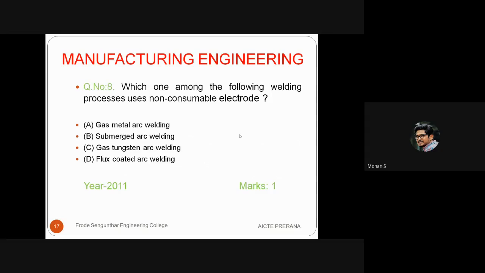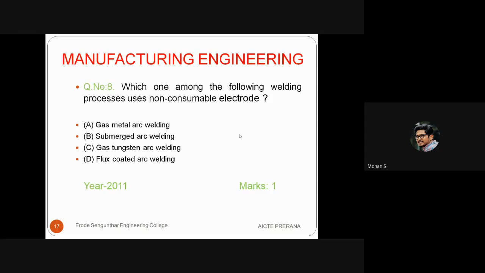Let us see the options now. First is gas welding. Next is submerged arc welding. The next option is gas tungsten arc welding, and flux coated arc welding. These are the options available here. So this was the question which was asked in the year 2011, and it carries 1 mark. Let us see the question once again. Which one among the following welding processes uses a non-consumable electrode?